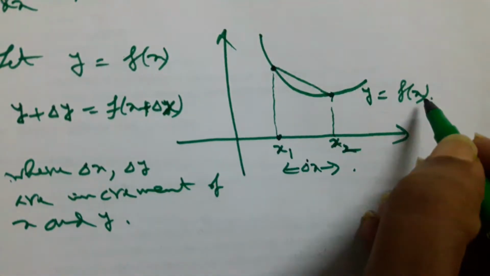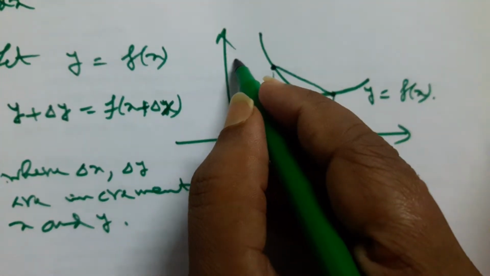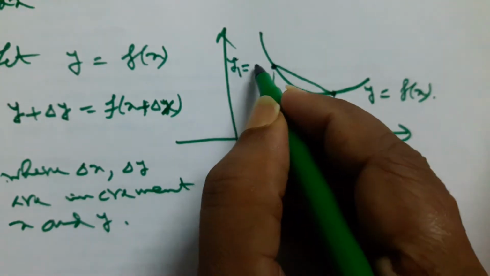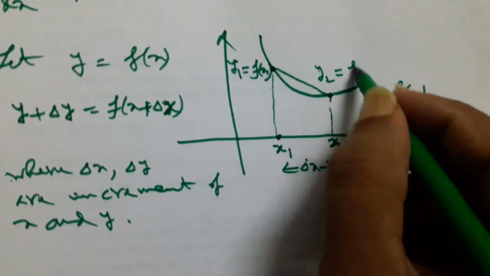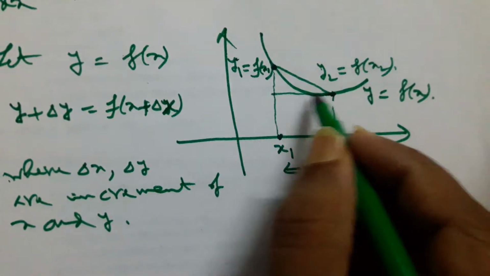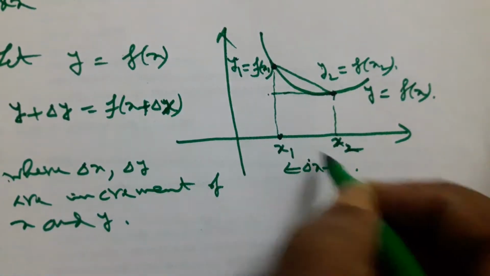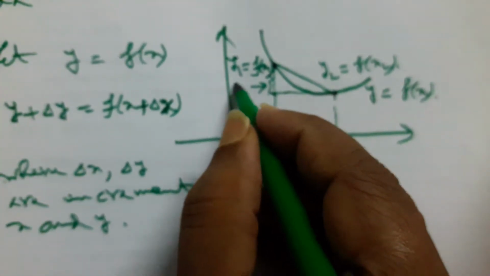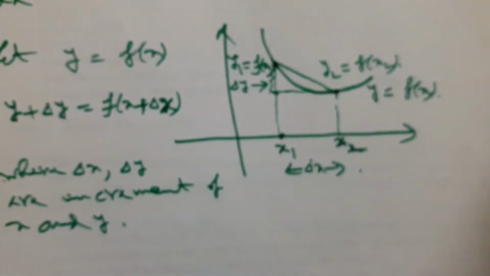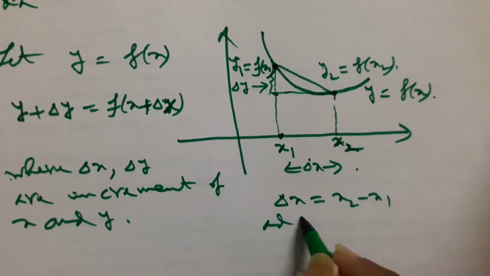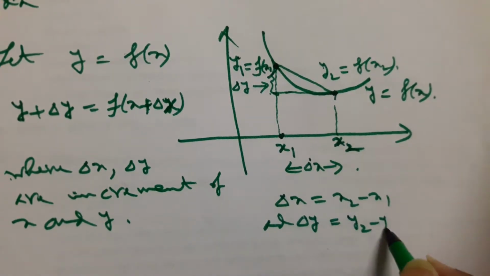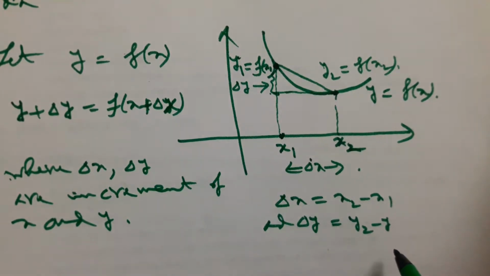Now correspondingly we find f(x1); here is the value, and we consider it as y1, which is equal to f(x1), and here y2 is f(x2), so correspondingly we find the increment del y, only this region. So from the given figure, del x is equal to x2 minus x1, and del y is y2 minus y1. And if it is y1 minus y2, that is a decreasing curve.